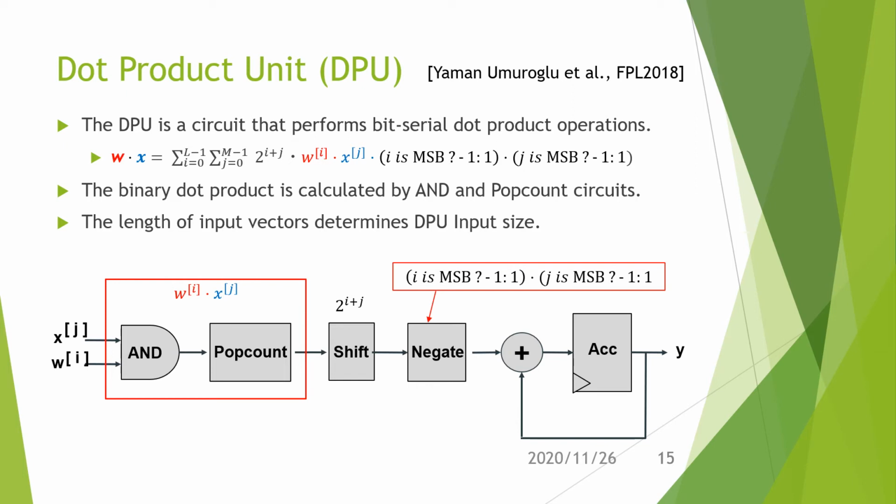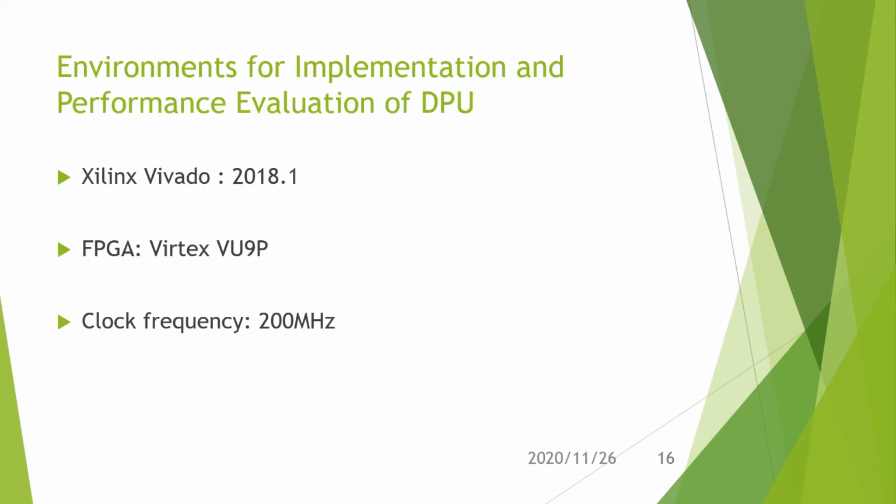The DPU is the circuit that performs bit-serial dot product operations. The binary dot product is calculated by AND and pop count circuits. The length of the input vectors determines the DPU input size. We implemented and evaluated the DPU circuit with Vivado and Virtex VU9 FPGA. We set the operating frequency to 200 MHz.